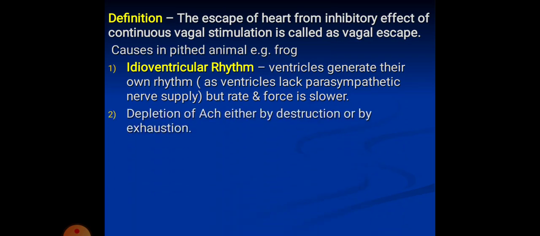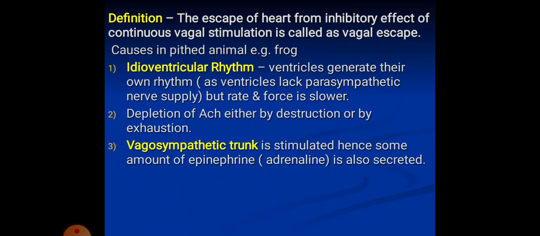Depletion of acetylcholine, either by destruction or by exhaustion. So you already know, if I continuously stimulate the nerve ending, what will happen? There is decreased secretion of that neurotransmitter, that is exhaustion. And destruction, you already know, destruction of acetylcholine is by the enzyme called cholinesterase, which is present in the frog as well as humans.